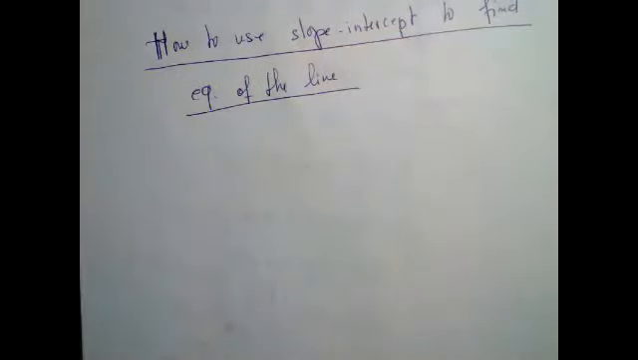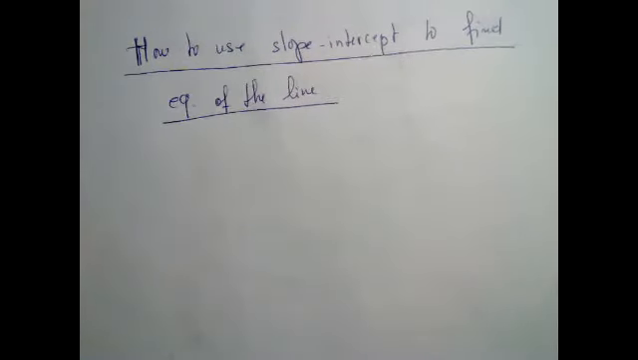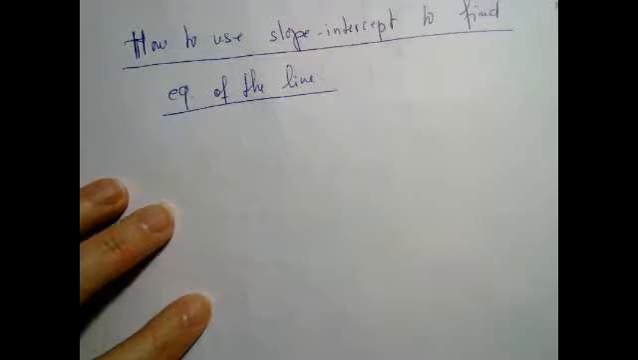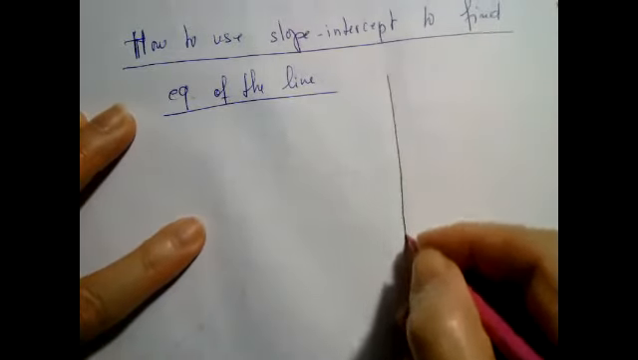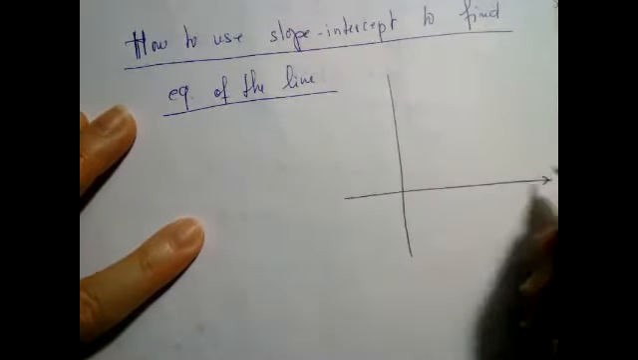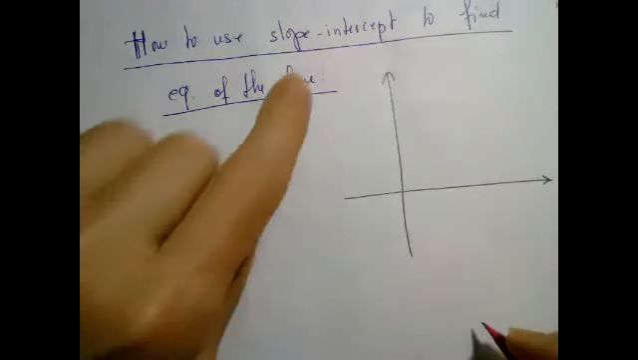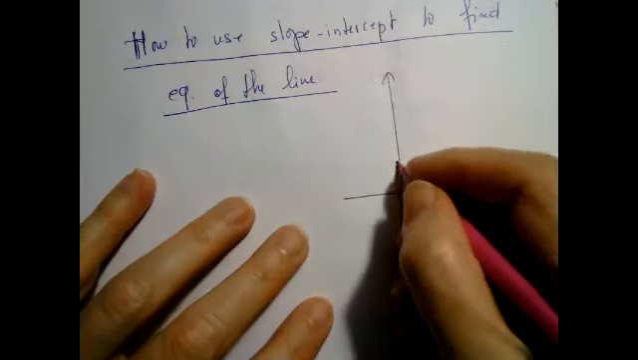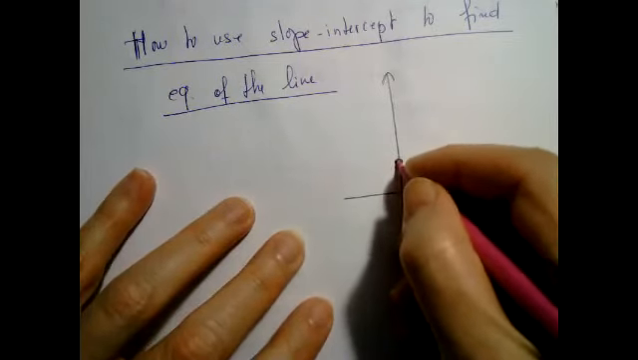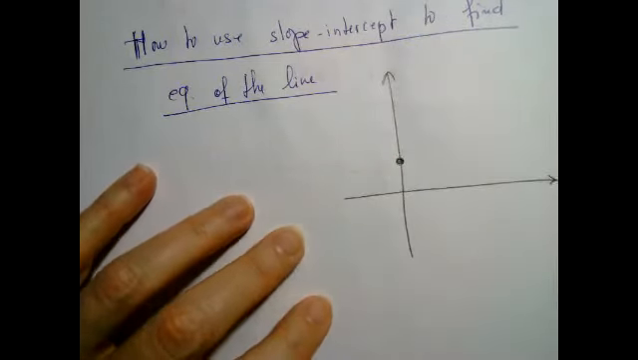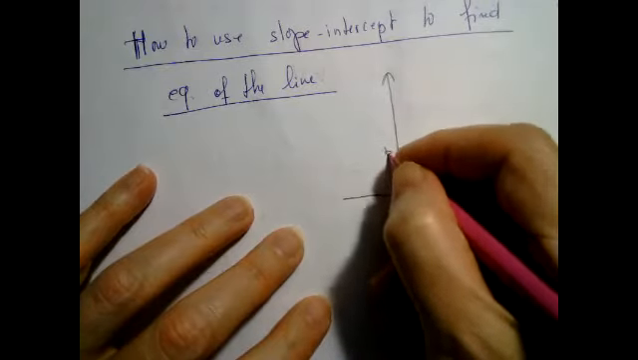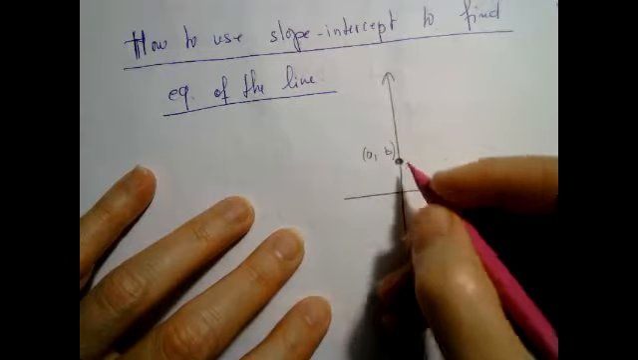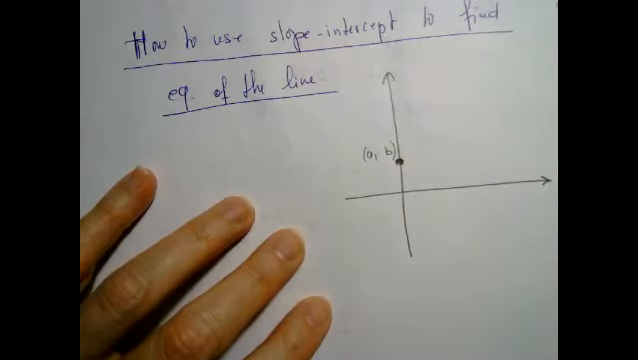So first, I will tell you where it is coming from, and then we will learn how to use it. What's the word slope-intercept? The idea is that suppose I give you a line, and I give you the vertical intercept. It means I tell you where the line intercepts the vertical axis. Suppose I'm going to call this b. It means that the first coordinate is 0, the second coordinate is b. So that's the point (0, b).